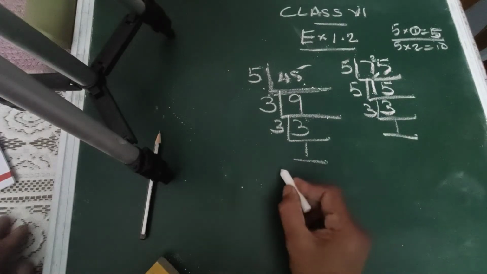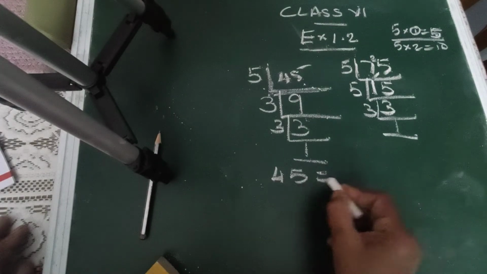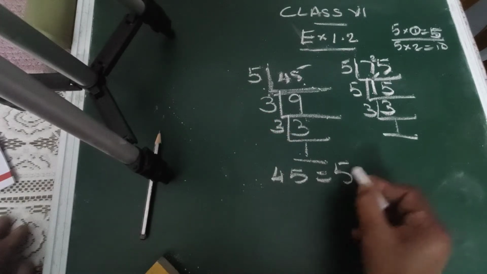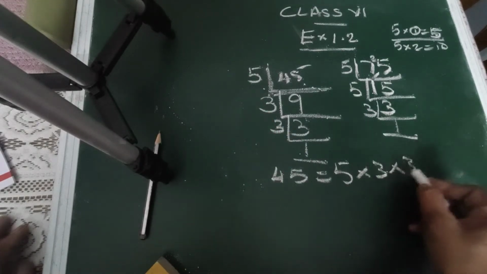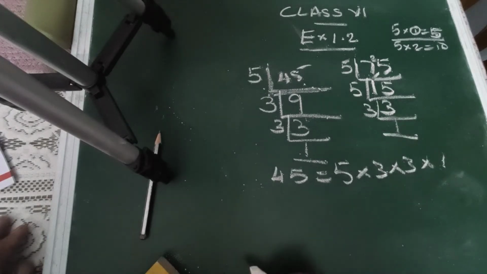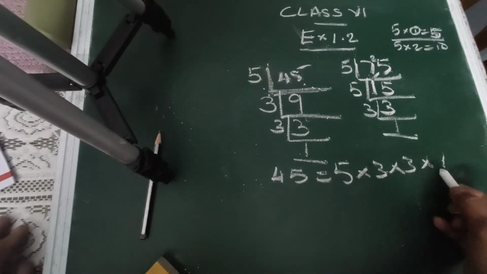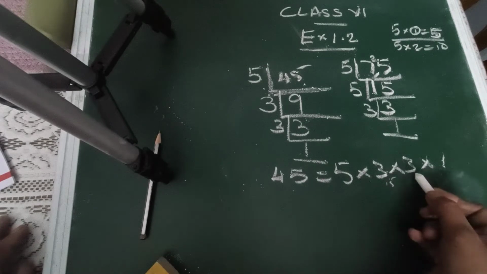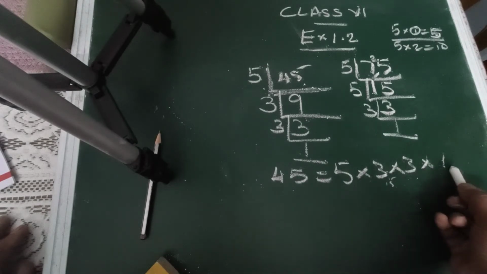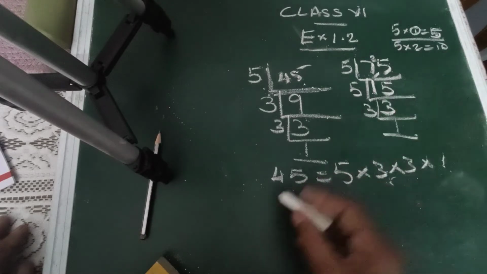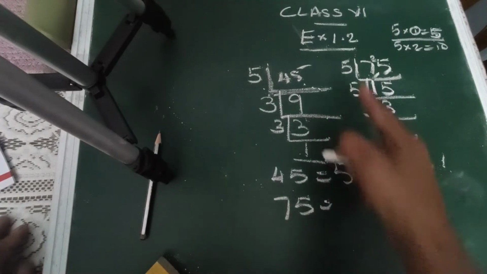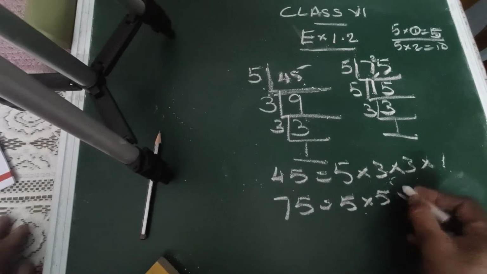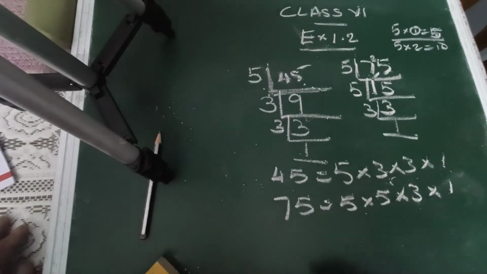Now what is the next step? Write the factors of 45. What are the factors of 45? 5 into 3 into 3 into 1. How to check this answer? When you multiply all these factors, you should get 45. 5 3s are 15. 15 3s are 45. 45 1s are 45. Okay, right. Now take 75. 5 into 5 into 3 into 1.